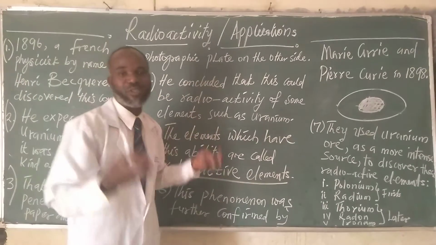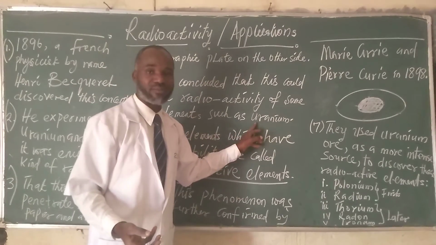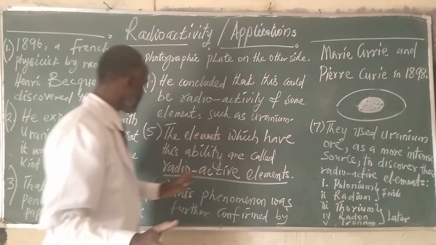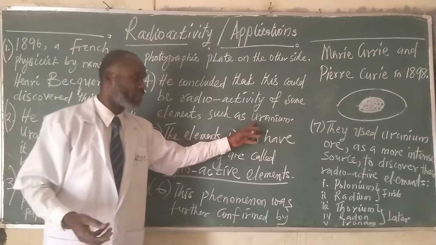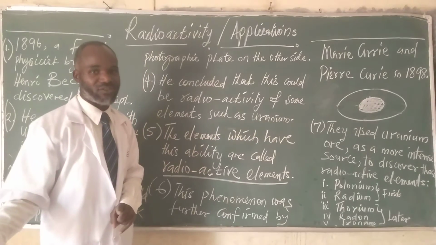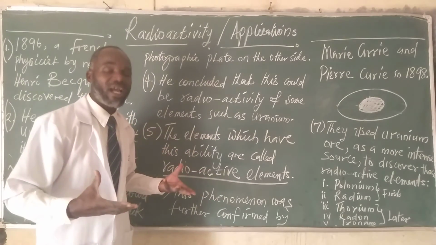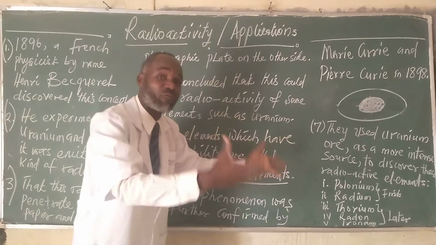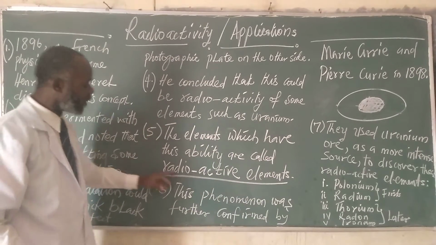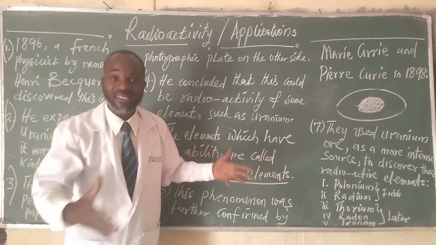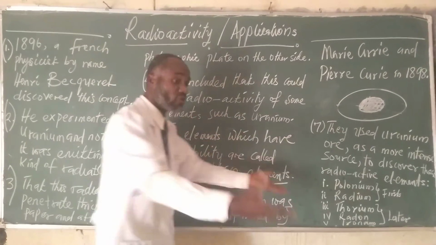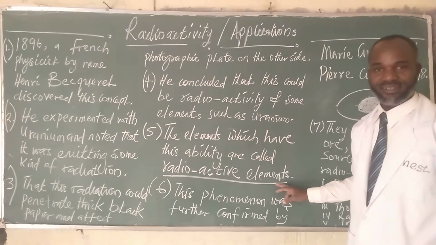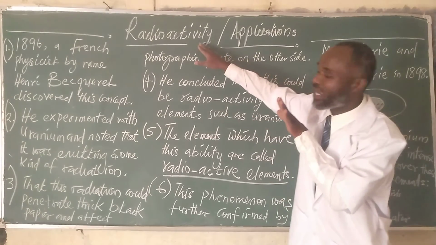And the first element he experimented with was uranium. On its own, it was giving off radiation of some kind. He said, okay, if this could happen with uranium, there could be other elements that have such ability. And any element that could give out radiation spontaneously in that form is referred to as a radioactive element. Elements that can give out radiation spontaneously on their own are referred to as radioactive elements. All right? And that's what gave birth to radioactivity.